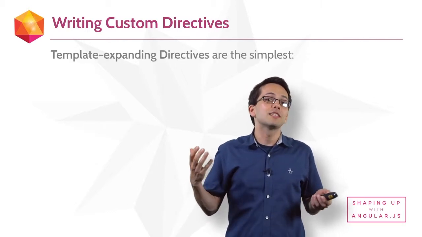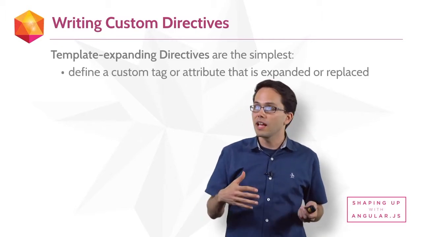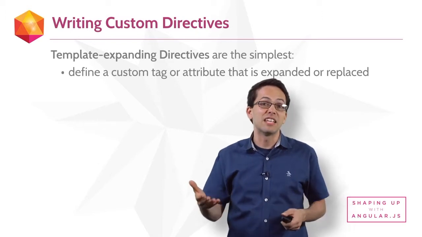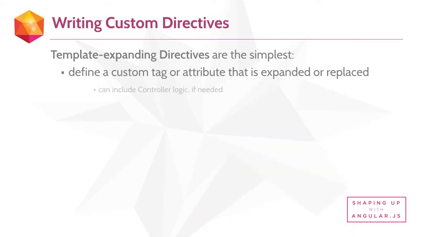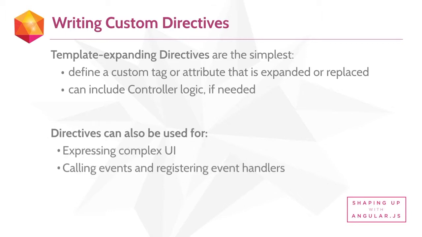First, there's template expanding directives. Those are the simplest ones. We define a custom tag or attribute, which expands and shows as a template, like an ng-include would. These can also include controller logic. Directives can also be used for expressing complex UIs, calling events, registering event handlers, and reusing common components. But for this course, we're going to stick to the first, most basic way to use a custom directive.